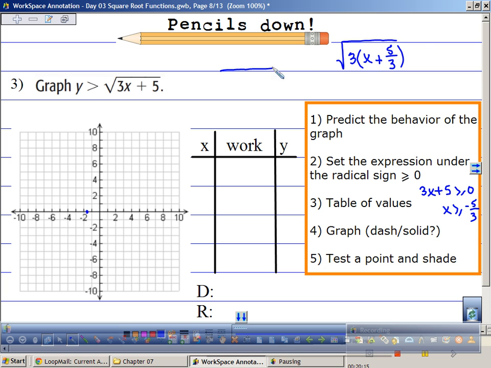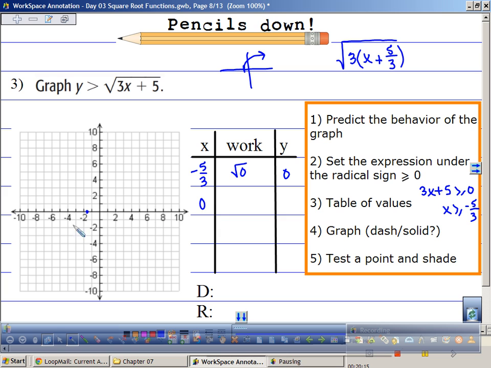Right? But it's going to go this way because there is no negative sign. So we're doing behavior now. So it's going to be over here and it's going to be like this somehow, wide. Okay, so what would I start with? Negative 5 over 3. What do you think I'm going to get if I get negative 5 over 3? 0. Right? There's that. What do you want to put in next?